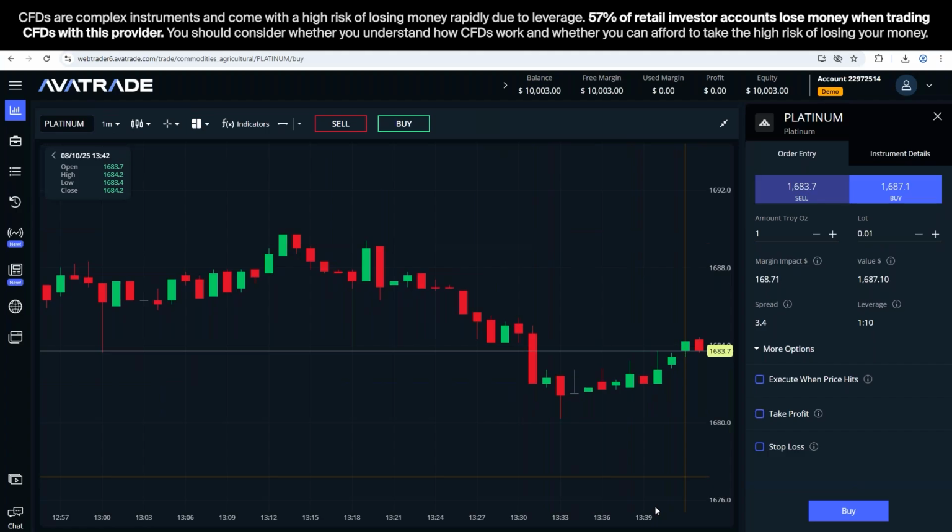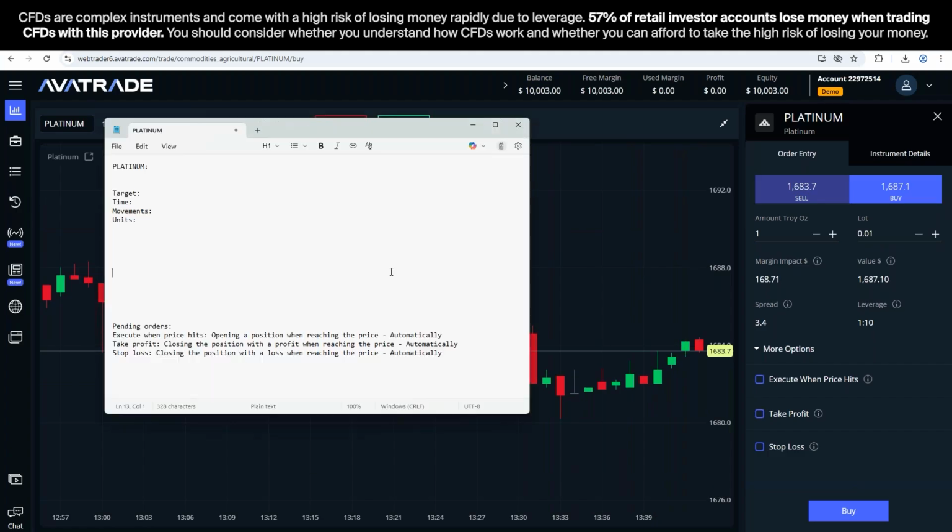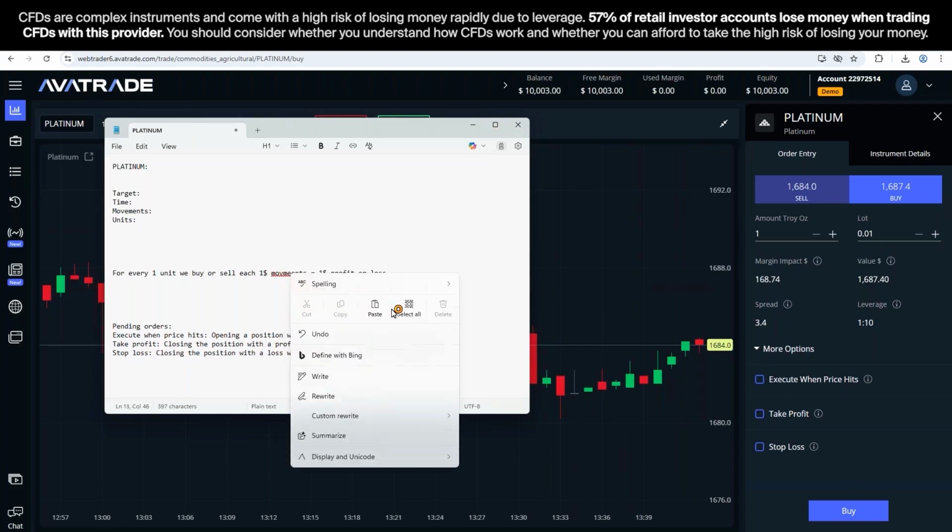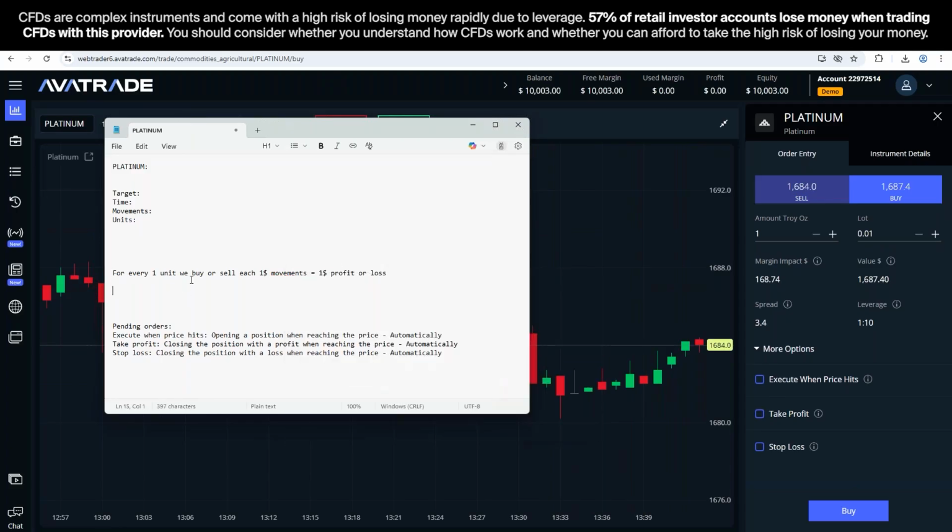Why am I explaining this to you? To make profits, I don't just need the market to go up and down. I need to close the position while I'm making profits. This means that for every 1 unit we buy or sell, each $1 movement equals $1 profit or loss. Keep that in mind. I'm gonna keep going, but I want you guys to remember that.